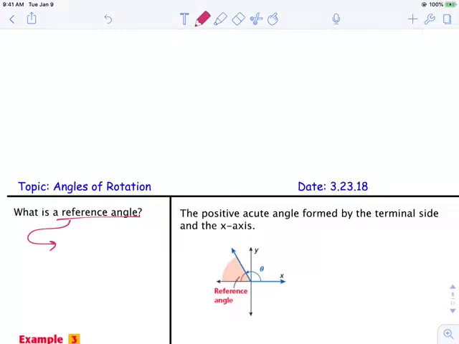So tell me something about the reference angle. It's always going to be what? What's one thing you can say about it? Always going to be positive. What else can you say about it? Always going to be acute. It's always going to be positive. It's always going to be acute. And it's going to be formed by the terminal side and the x-axis.